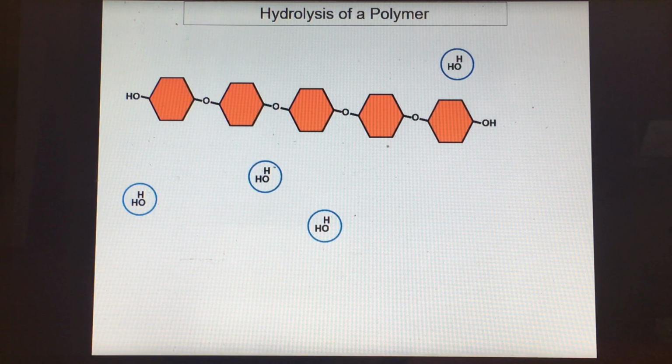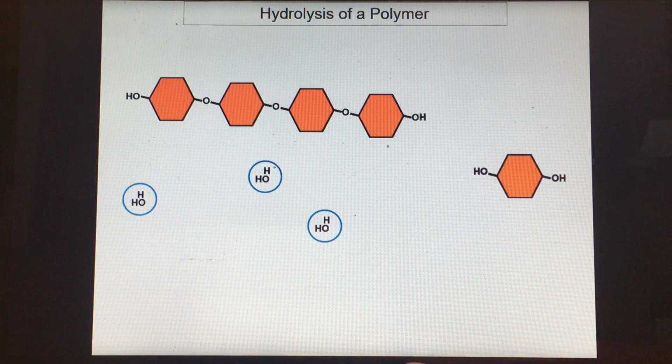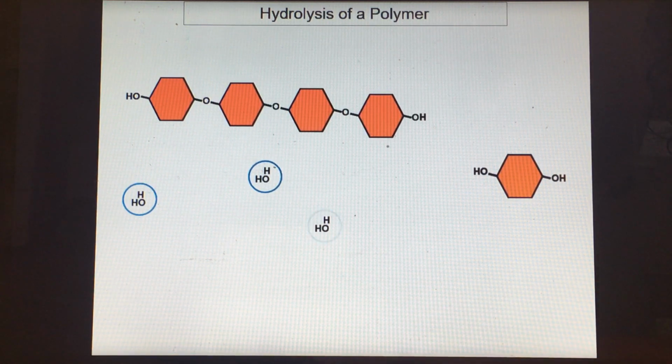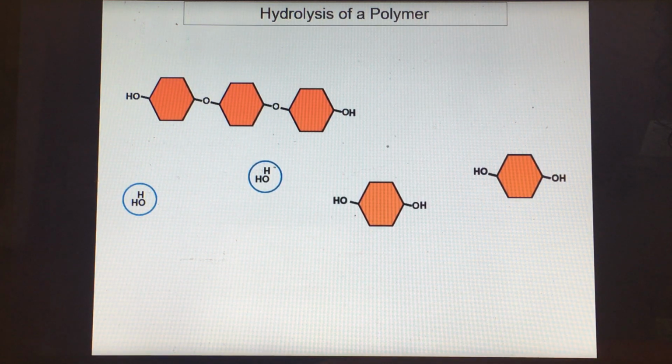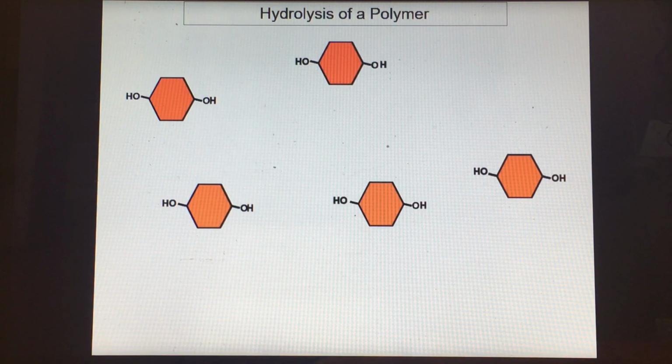So this is an animation of the reverse. So water comes in, and the hydrogen and hydroxyl group, the H and the OH, actually replace the bonds that were formed between the two molecules. So this is hydrolysis.